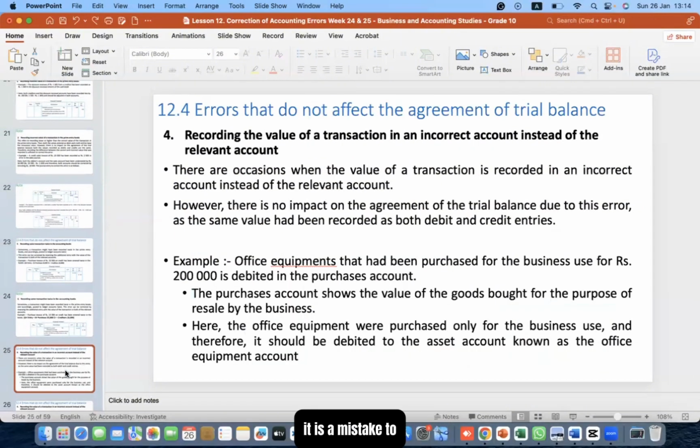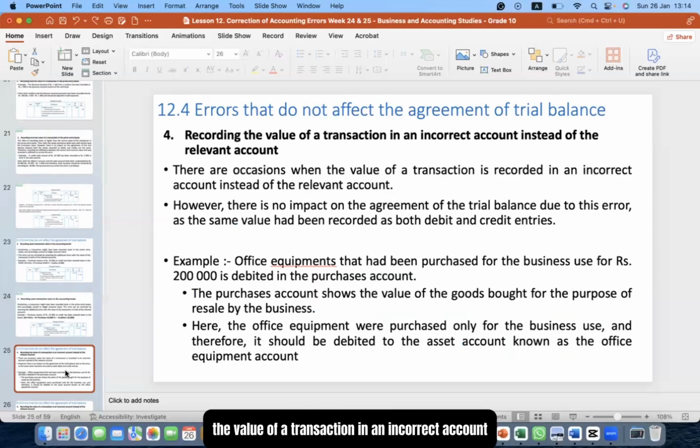Let's look at the fourth error. Recording the value of a transaction in an incorrect account instead of the relevant account.